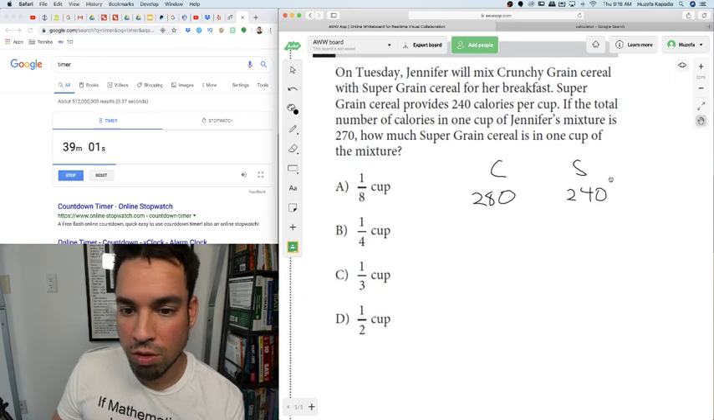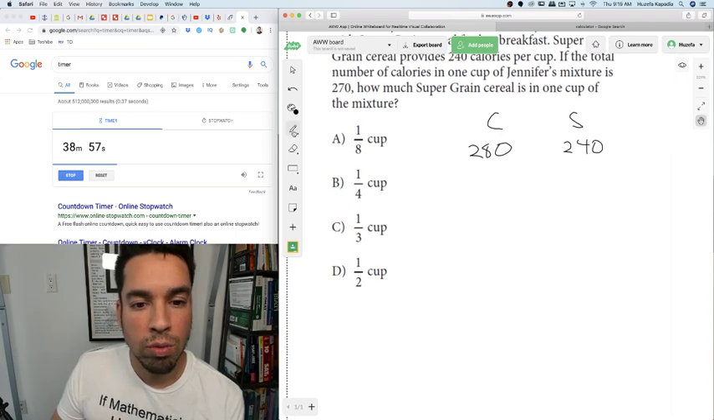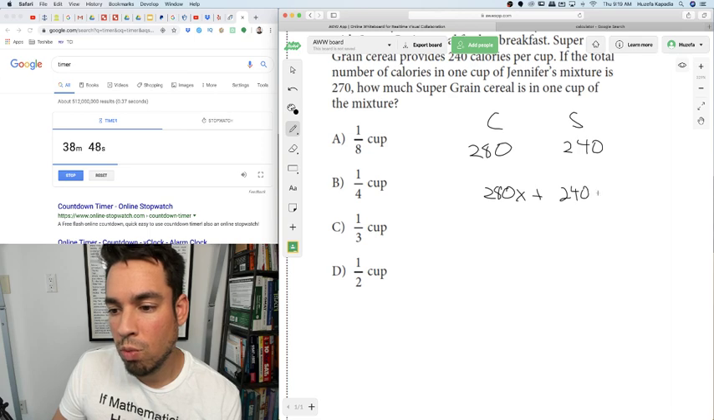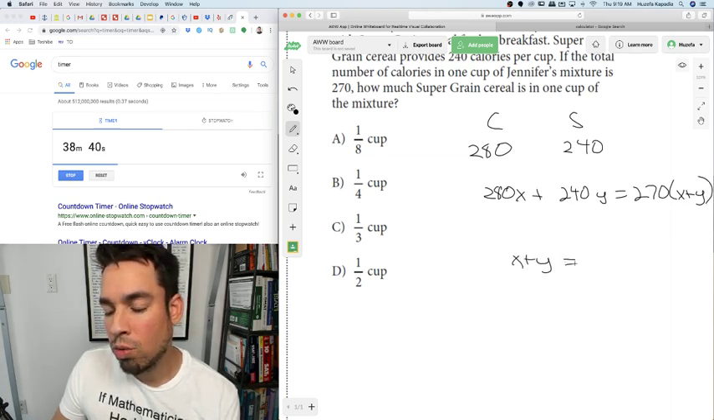Super Grain cereal is in 1 cup of the mixture. Okay, so we do 280x plus 240y, that's that one, equals 270x plus y. And then x plus y equals 1 cup. And we want to know how much is Super Grain, which is the y.